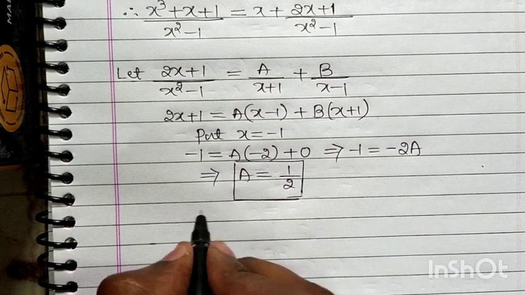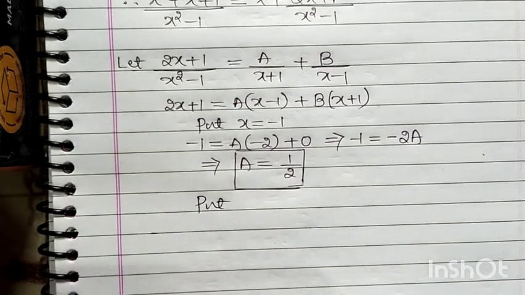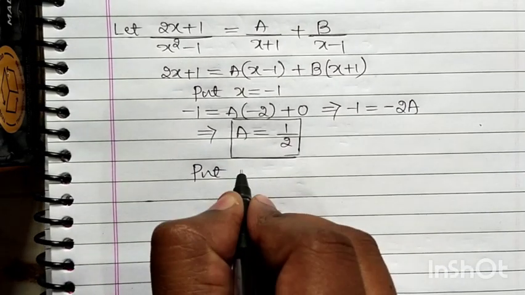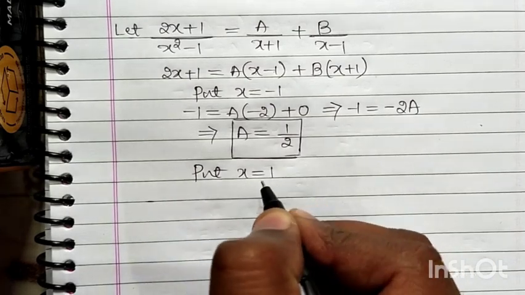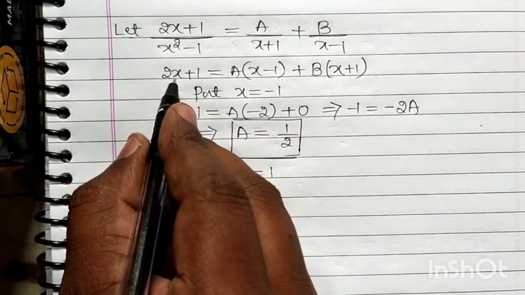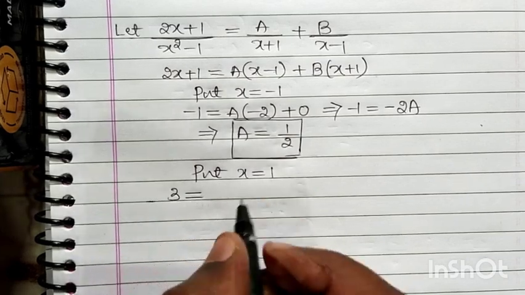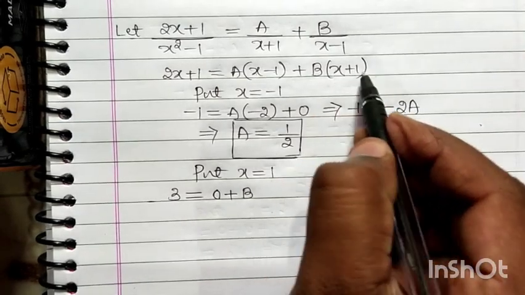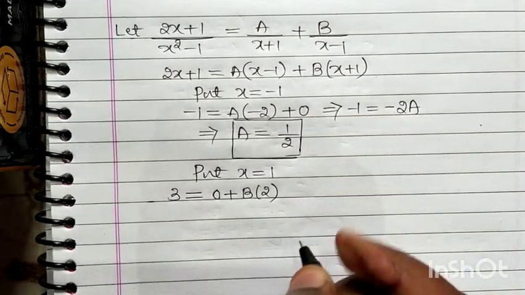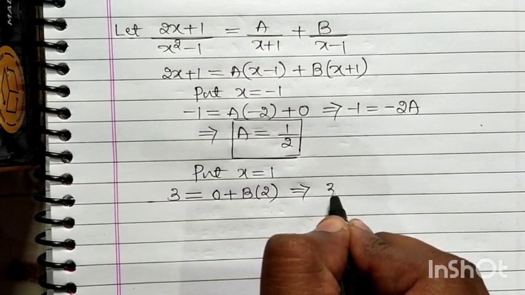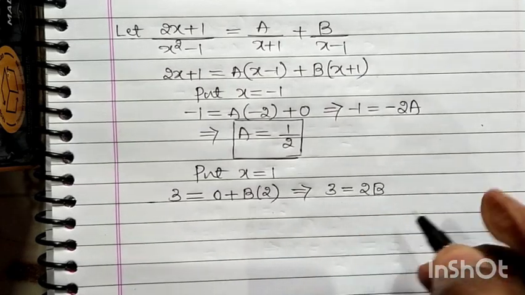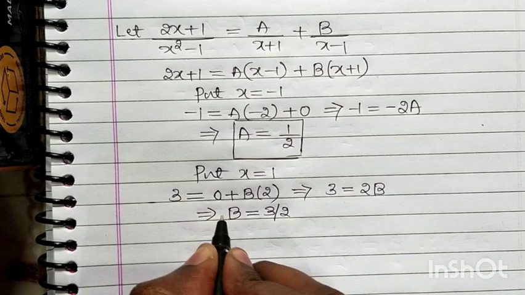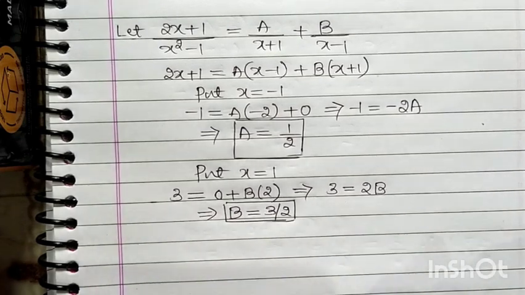So next, well, now we have to go for the substitution. Put x equal to plus 1. 2 into 1, it is 2. 2 plus 1, it is 3, which is equal to, so this becomes 0 now. Plus b into 1 plus 1, it is 2. So now this implies 3 is equal to 2 times b, or b is equal to 3 by 2.